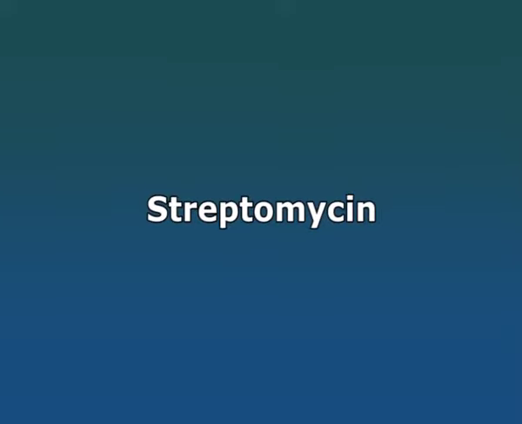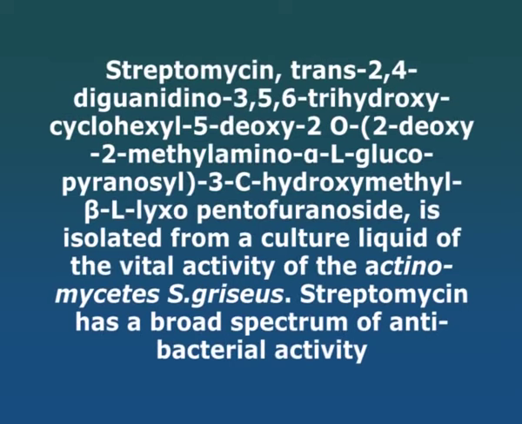Now let's study streptomycin. Streptomycin, 2,4-diguanidino-3,5,6-trihydroxycyclohexyl 5-deoxy-2-O-(2-deoxy-2-methylamino-alpha-L-glucopyranosyl)-3-C-hydroxymethyl-beta-L-lyxo-pentofuranoside, is isolated from the culture liquid of the vital activity of the actinomycete Streptomyces griseus.